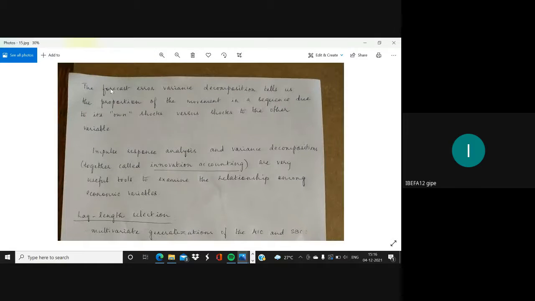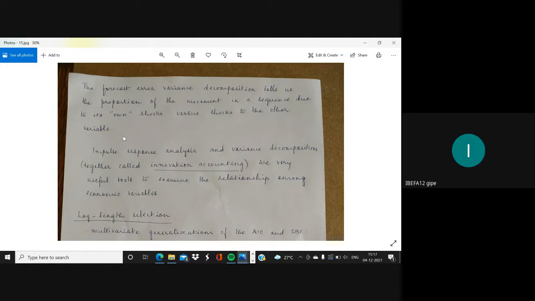Before I explain for a particular variable, the forecast error variance decomposition will tell us the proportion of the movement in a sequence. So how much of the movement in a particular time series is due to its own shocks versus shocks to the other variable. Most of the time, for most time series or macroeconomic variables, you'll find that most of their forecast error variance is explained by their own shocks.